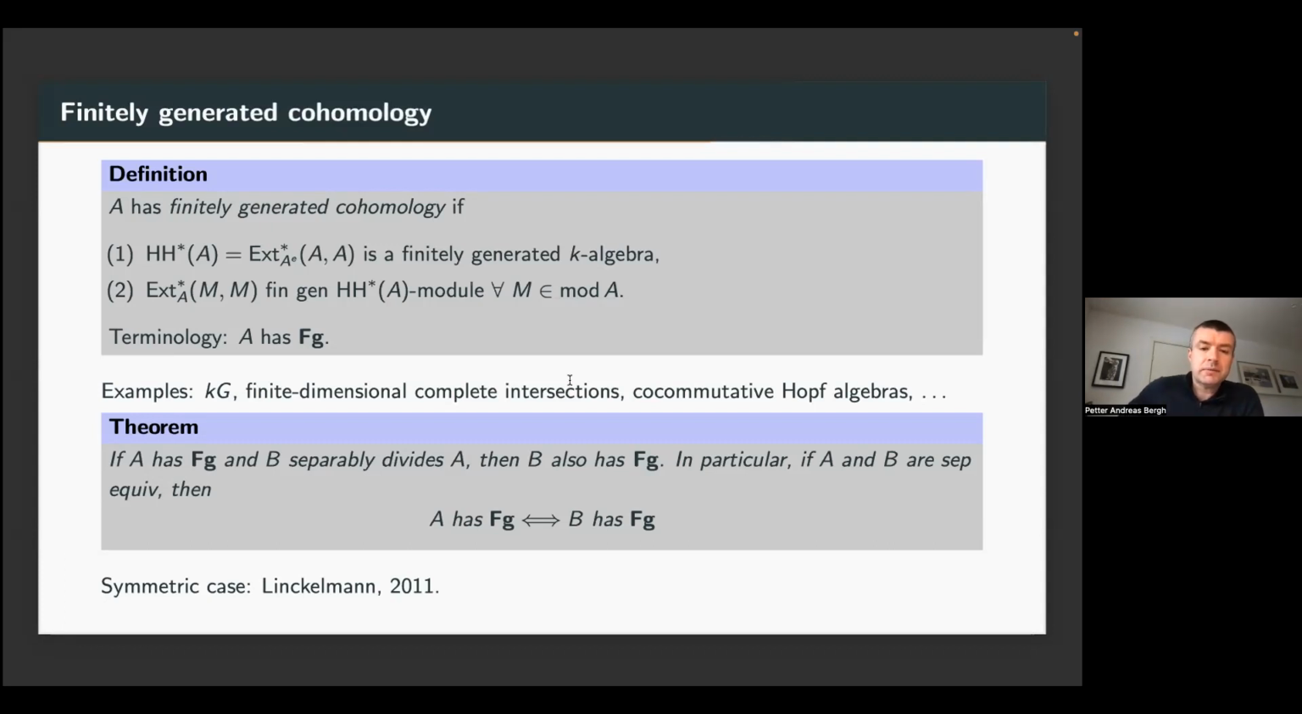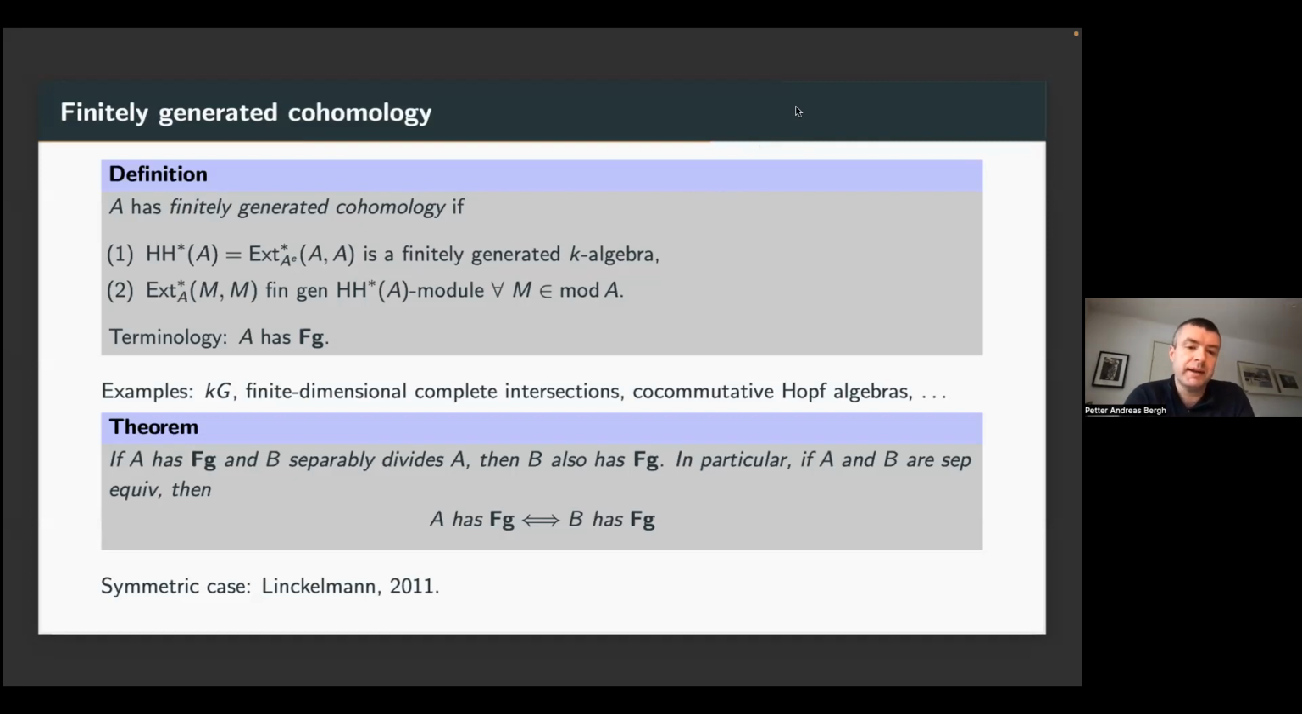The Ext algebra of a one-sided module is always a module over the Hochschild cohomology ring, because there's a ring homomorphism from the Hochschild cohomology ring into the Ext algebra of M. So it becomes a module. We require that all these Ext algebra modules are finitely generated over the Hochschild cohomology ring. And when these two conditions are satisfied, we say that A has finitely generated cohomology. We just write A has FG.